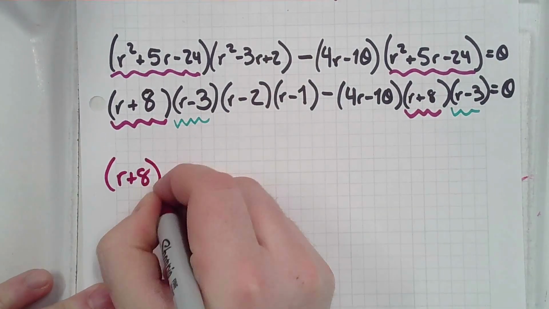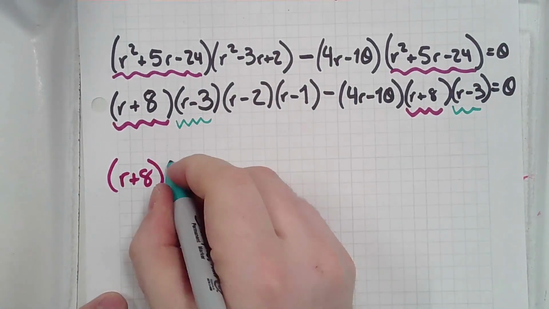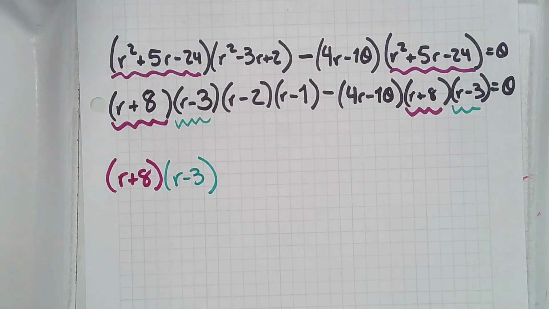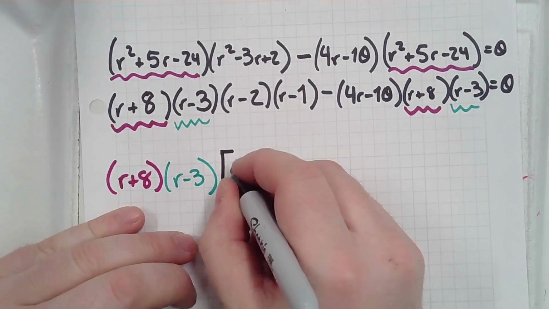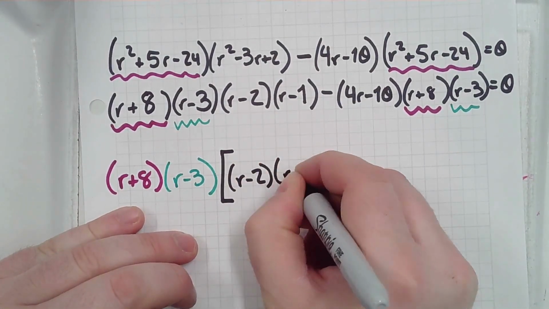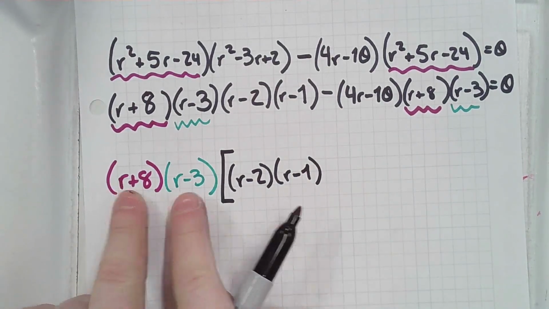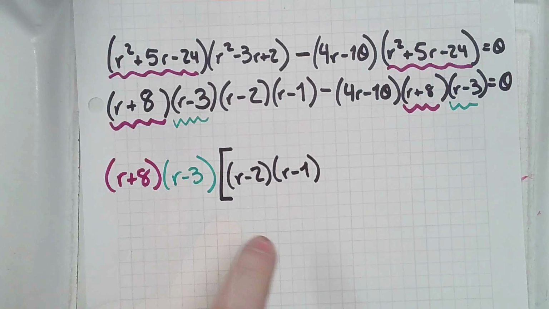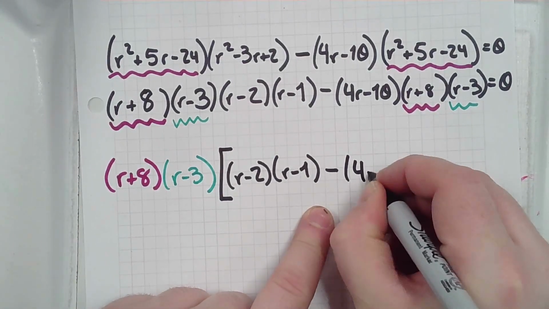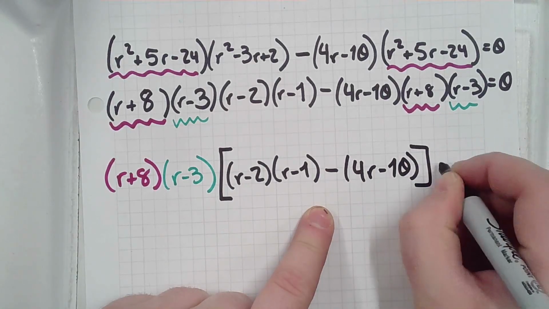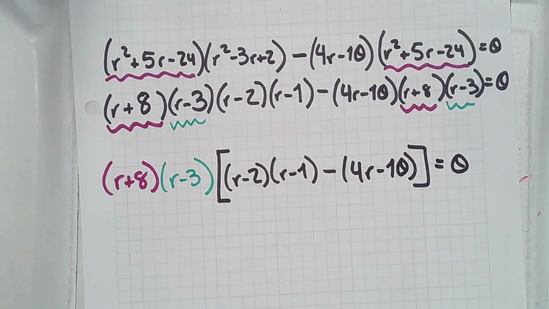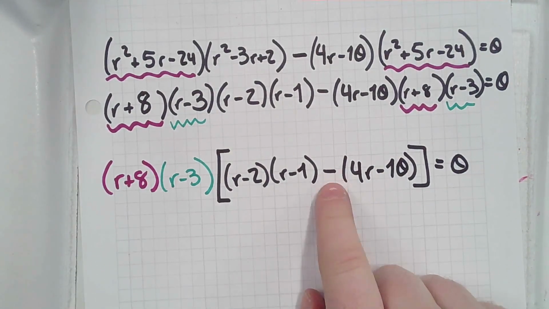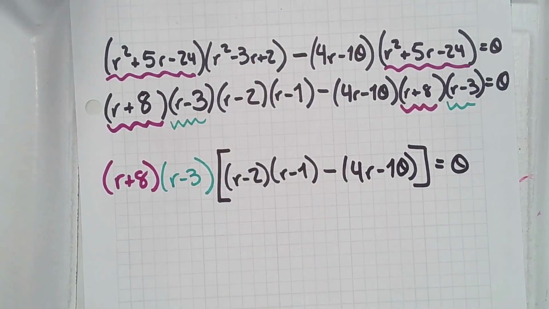So I'm going to write R plus 8 and the R minus 3 that I'm taking out of both. And then what's left over is R minus 2 times the quantity of R minus 1. And if you were to check, both of those times this gets us back to this term. And then we have minus 4R minus 10. And if you were to check, both of those distributed to this, we get back to here. So it's the exact same problem. And we still have this minus sign, which is kind of annoying, right? But we can get rid of that really quickly, and here's how.